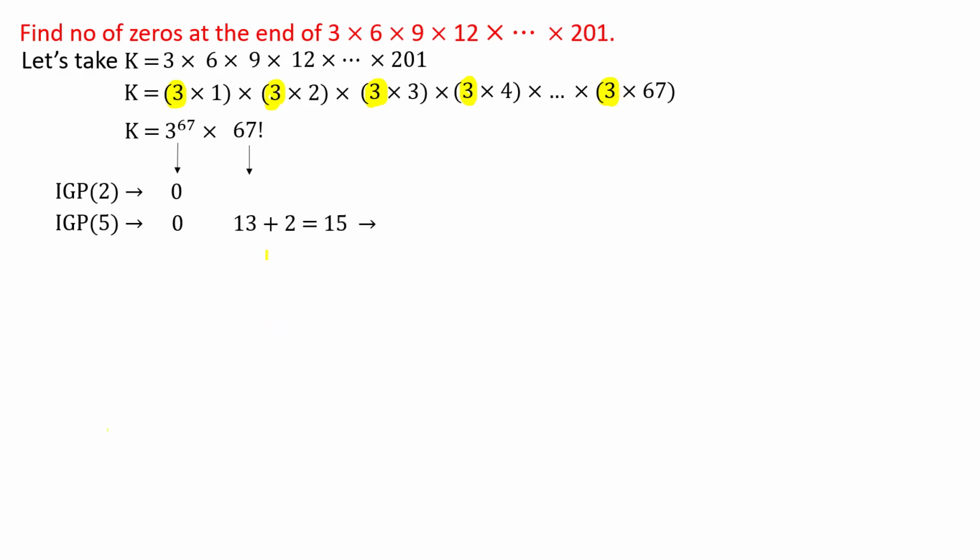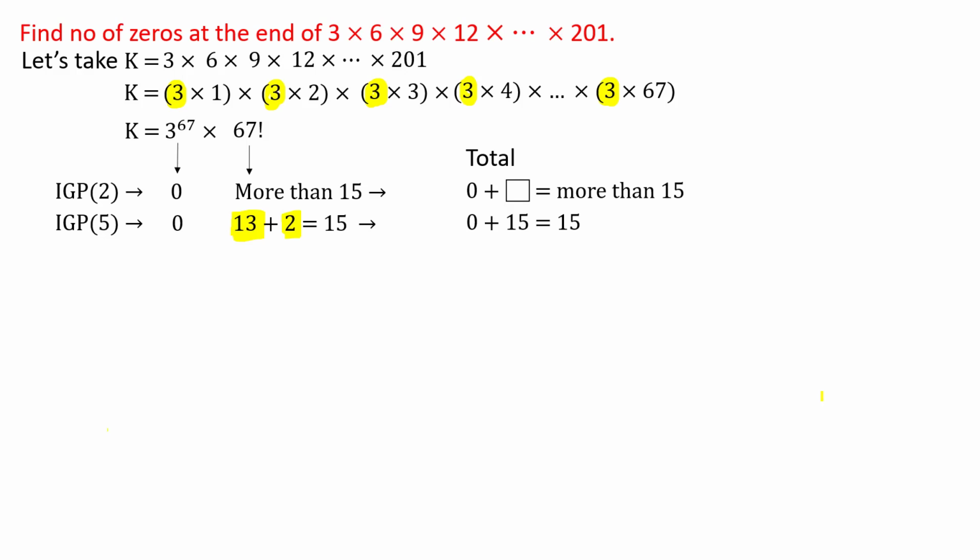If we divide 67 by 5 the quotient is 13, and if we divide 13 by 5 the quotient is 2. So the sum of all these quotients is 15. So the IGP of 5 in 67 factorial is 15. Here we can say that for sure the IGP of 2 in 67 factorial is going to be more than 15. So overall the IGP of 2 is something more than 15, and overall the IGP of 5 is 0 plus 15, which is equal to 15.